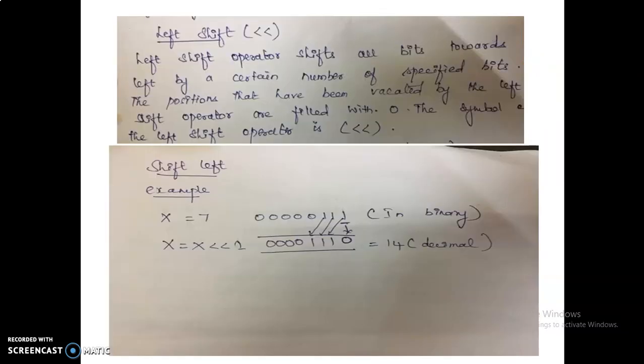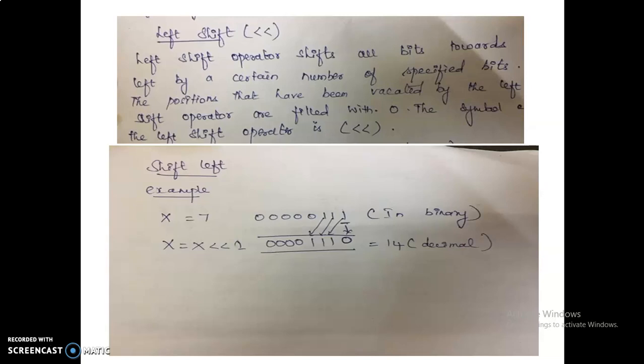So next, the left shift operation. The left shift operator is two less than symbols, because in relational operators we already use a single less than operator for comparing numbers. So here it uses the two less than operator. The left shift operator shifts all bits towards the left by a specified number of bits. How many bits do you want to shift?